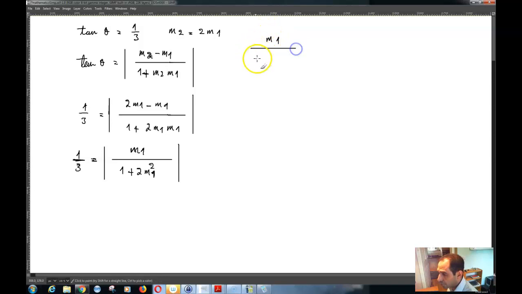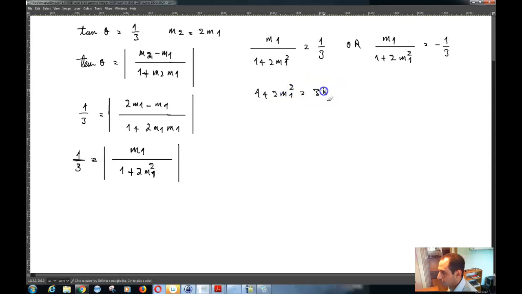m1 over 1 plus 2 times m1 squared is equal to 1/3, or you can say m1 over 1 plus 2 times m1 squared is equal to negative 1/3. In this case, 1 plus 2 times m1 squared is equal to 3 times m1, which means that 2 times m1 squared minus 3 times m1 plus 1 is equal to 0.